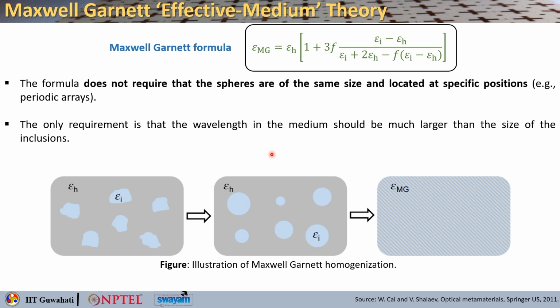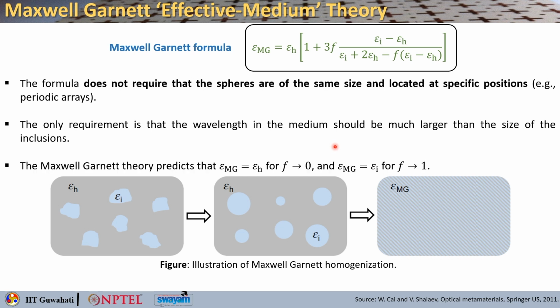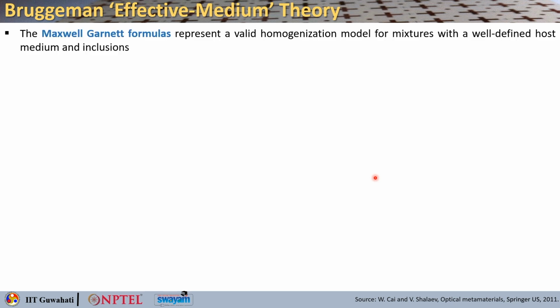That means the wavelength in the medium should be much larger than the size of these inclusions. Okay. So, you can also see that Maxwell-Garnett theory predicts that when the volume fraction goes to 0, the effective medium will be the same as the host medium. When the volume fraction goes to 1, then the effective permittivity will be the same as that of the inclusion permittivity epsilon I. Makes sense, right?